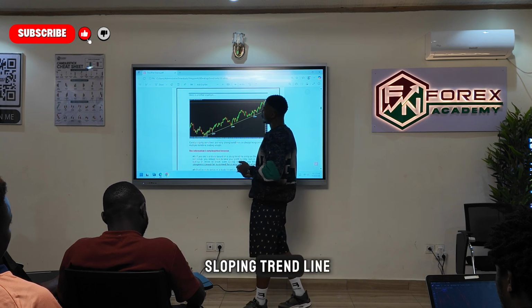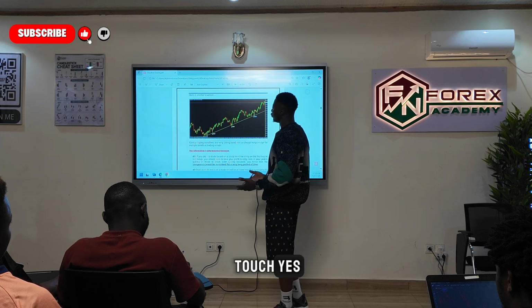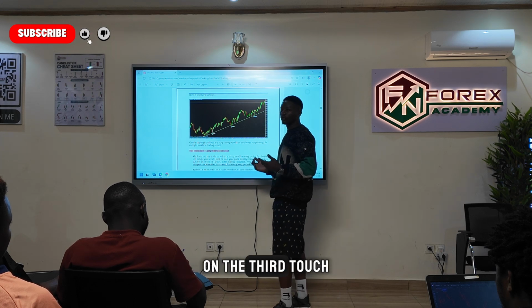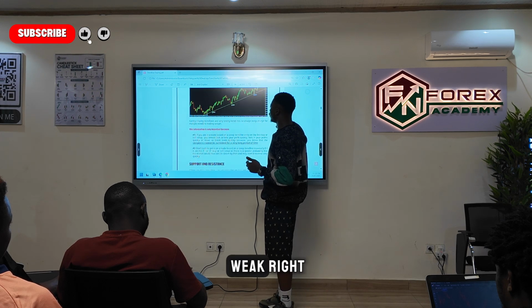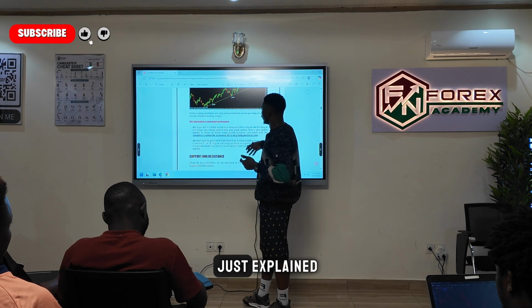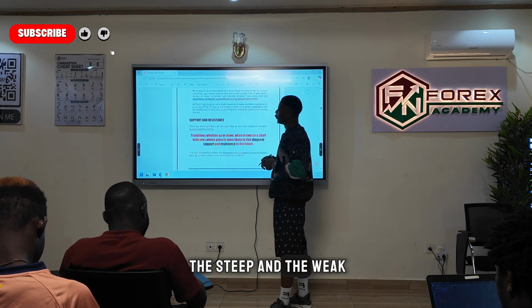But on a gentle sloping trend line, you know that, okay, gentle sloping trend lines are obviously strong. So on the third touch, yes, it will normally still respect, and on the fourth touch, and maybe it's around the fifth touch that it might be weak, right? So basically what I've just explained is the importance of knowing the steep and the weak trend lines.